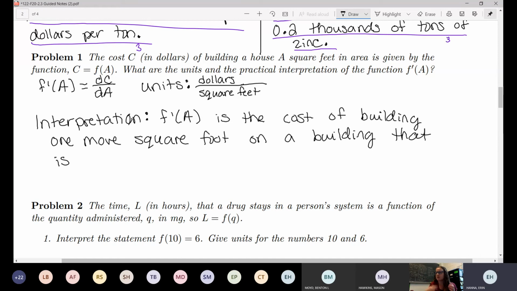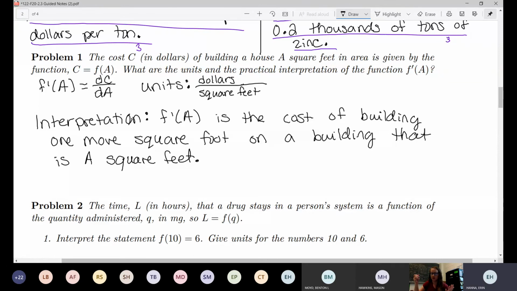that is, now what would technically be the starting value? Again, we don't have an actual number here, but it would be whatever the A value was. So if a building's already A square feet, this derivative value, whatever value it would turn out to be, would be telling us the extra cost of adding on an extra square foot.